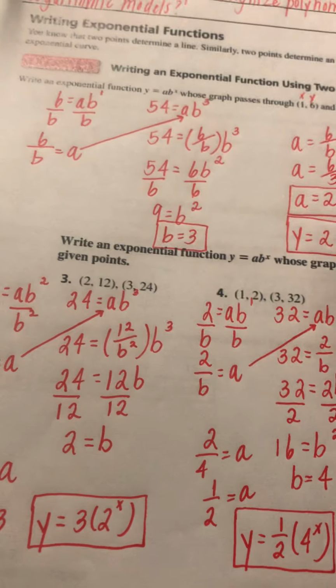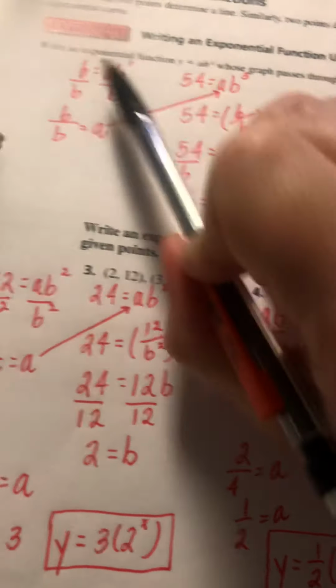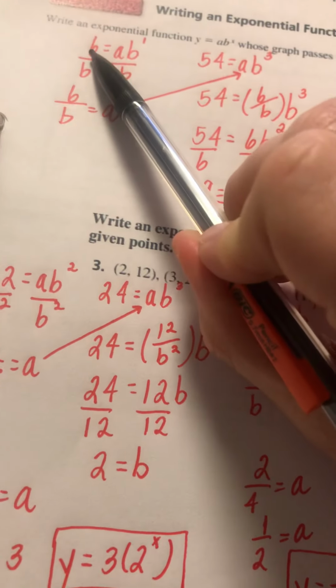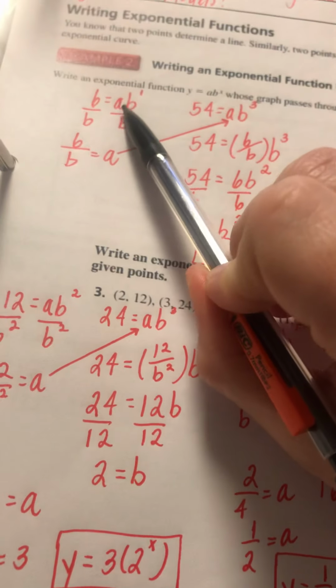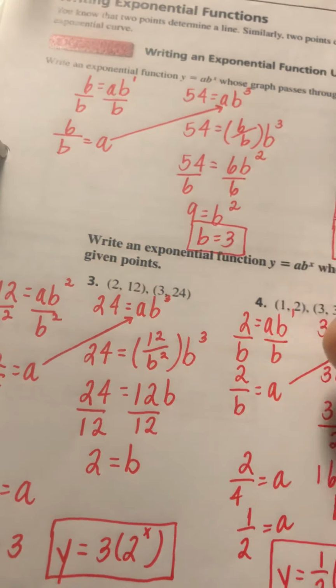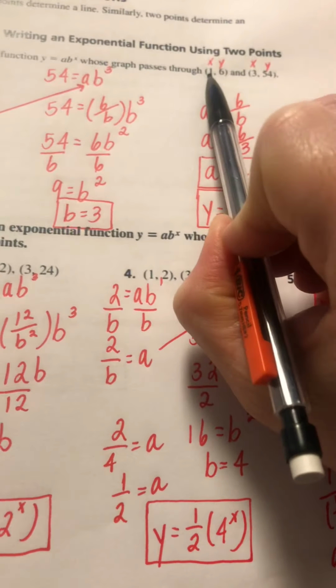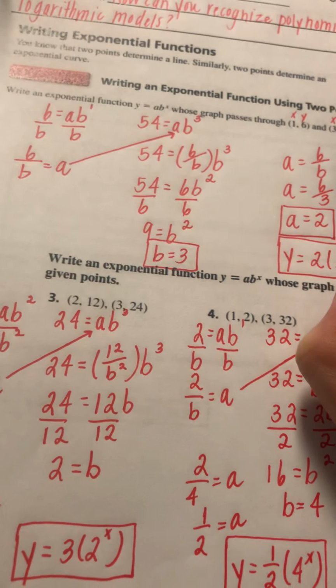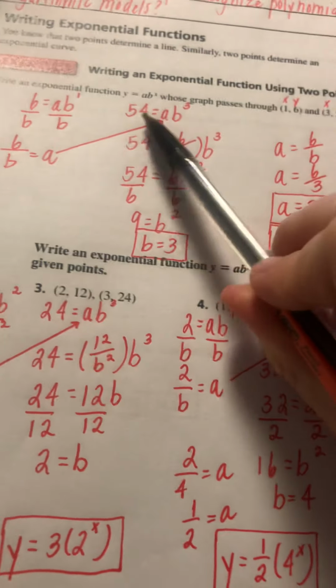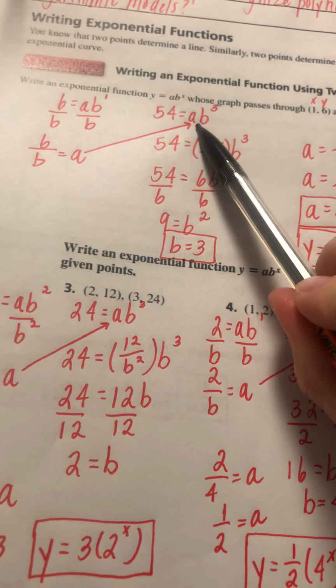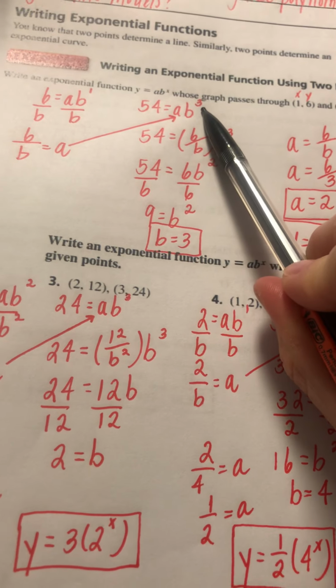And then I'm going to take my y value and put it where y is. So I wrote 6 equals AB to the first because 1 was my x value. I'm going to do the same thing with 3 and 54. 54 equals AB to the third.